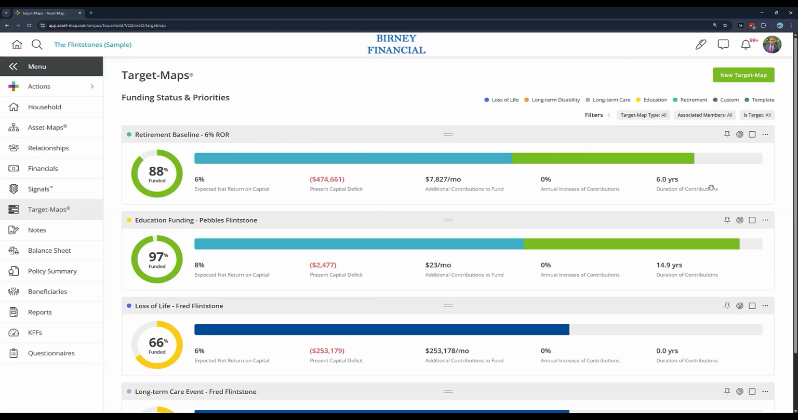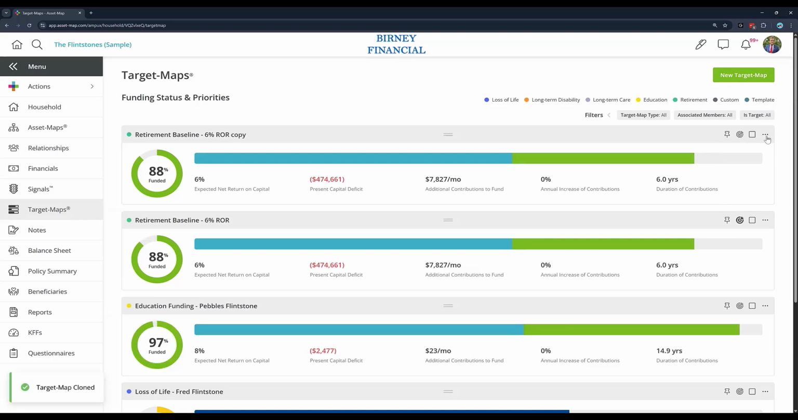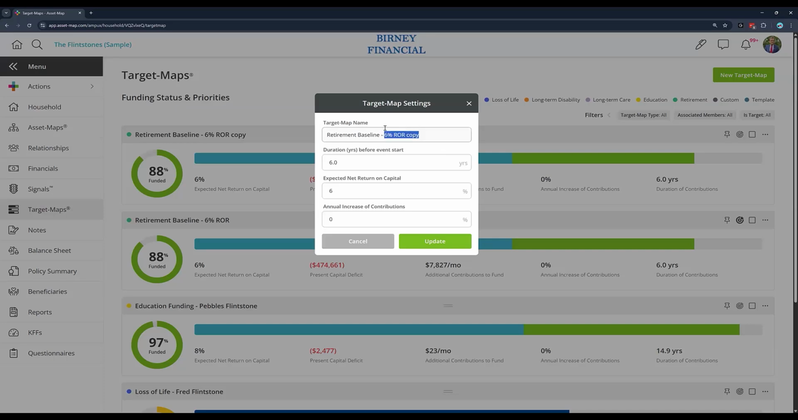But what can we do differently here? Well, what I like to do is mark this one off, right? Put this little bullseye icon here, and that'll tell me that, hey, this is my main retirement target map. If I change nothing, here's the track we're on. But now that I've got this baseline built, let's clone it. Let's make ourselves a carbon copy of this scenario, and let's change one high-level feature here. Let's say that, hey, in this one, let's show the impact of earning a 1% higher net return on capital.